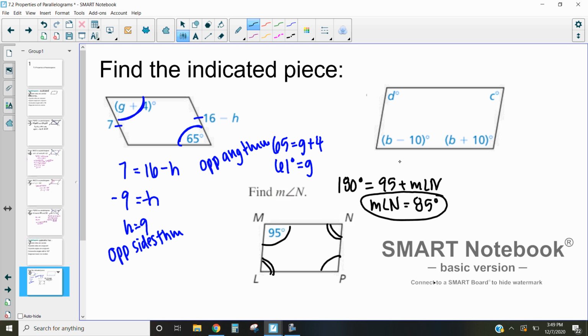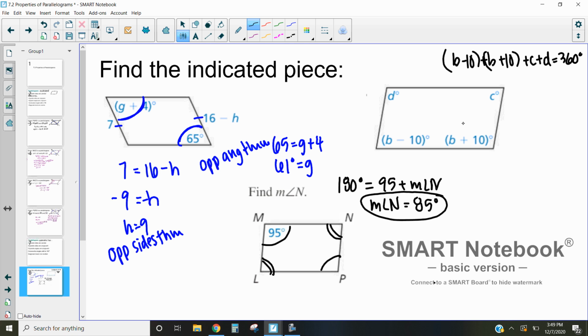Okay, and that is using the theorem that says that the adjacent angles of a parallelogram add up to 180 degrees. Now this last one is kind of the kicker. We need to figure out what these all are. Now we know a couple of special things about these. I know that b minus 10 plus b plus 10 plus c plus d equals 360, right? We figured that out when we learned about angles and polygons.